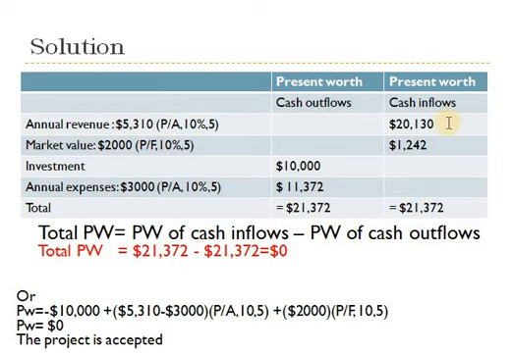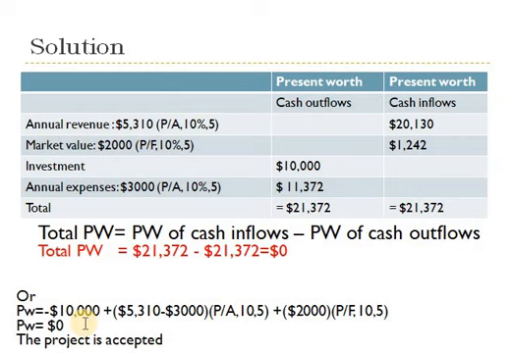Now I will be looking at the inflows, the money gained. So what do I have? This 20,130 is the result of multiplying the 5,310 by the factor P knowing A 10% 5. And we have the market value of $2,000 multiplied by the factor P knowing F 10% 5, which gives me the value of 1,242. So if I add these total inflows, I will get 21,372. Or you can do the solution using the equation as we already know.